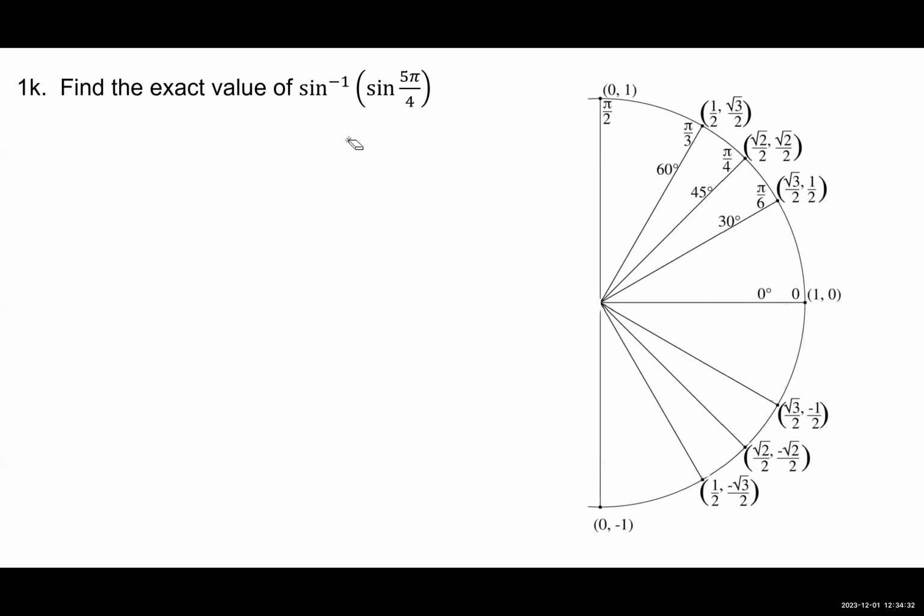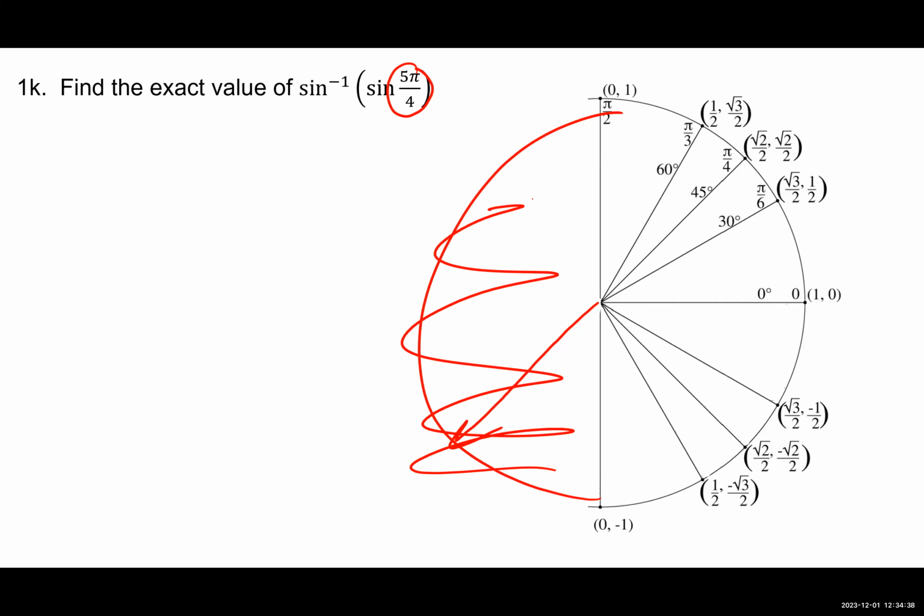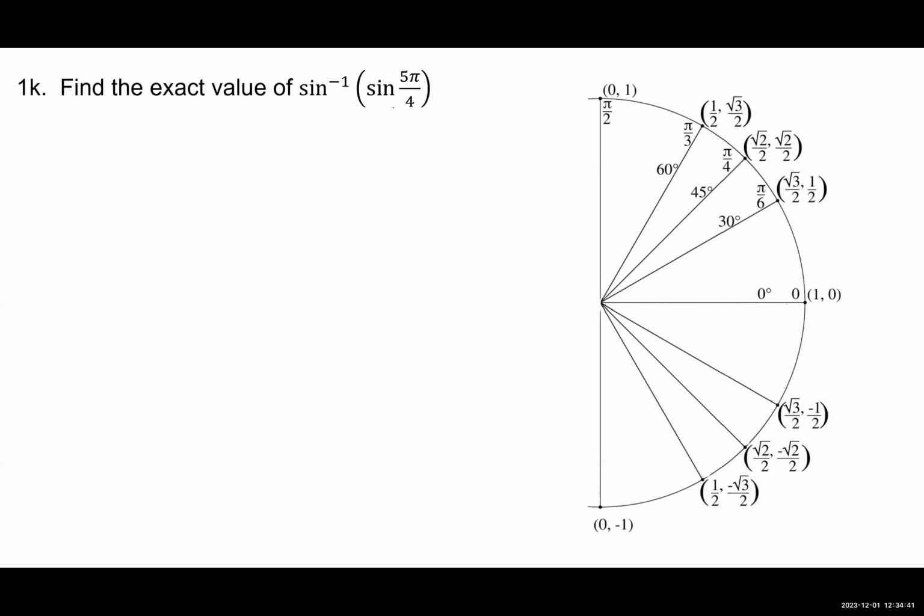5 pi over 4, if we look at this angle here, is over here somewhere. It's on the other half. The other half doesn't exist right now. We're only able to look at the right side of the unit circle. But it's not a problem. We just do this in two steps. The sine inverse of the sine of 5 pi over 4.